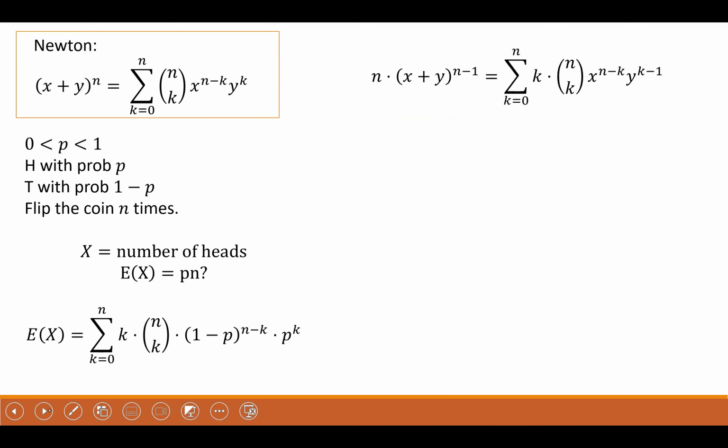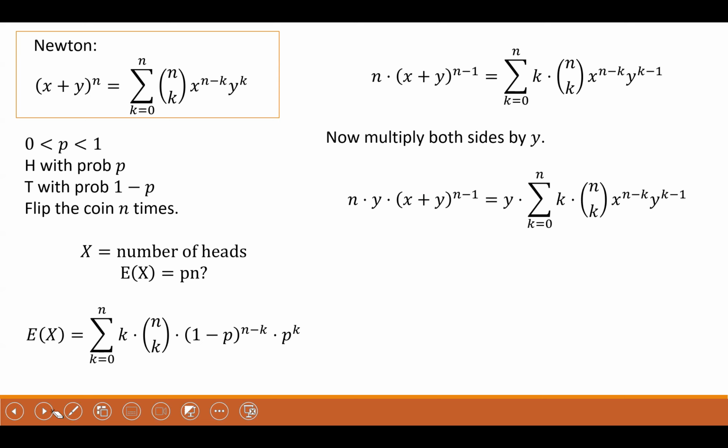Okay, so this is what we have so far. We have y to the k minus 1. We kind of want a y to the k, right? Because if I substituted y in for p and x in for 1 minus p, then this would be almost this, except for this k minus 1. So I'm just going to multiply the right-hand side by y and the left-hand side by y, right?